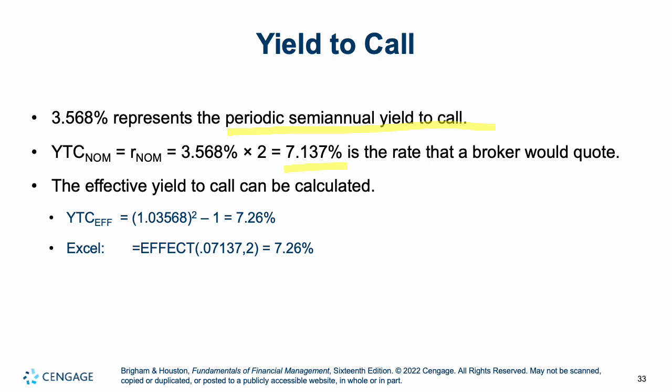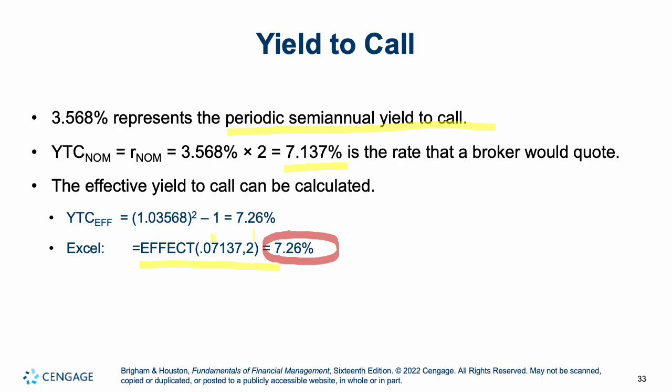You would once again use the equals EFFECT formula. So type in the 7.137% up first, 2 compounding periods, and you would actually get a little better, 7.26%, due to that point. So the effective rate's a little higher, but the rate that would be quoted by a broker that is selling you the bond or advertising the bond would just simply be the nominal rate doubled.